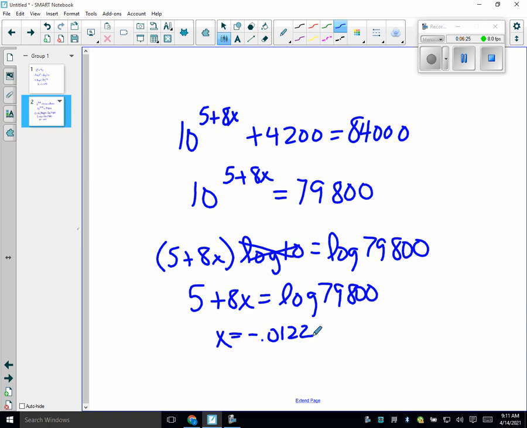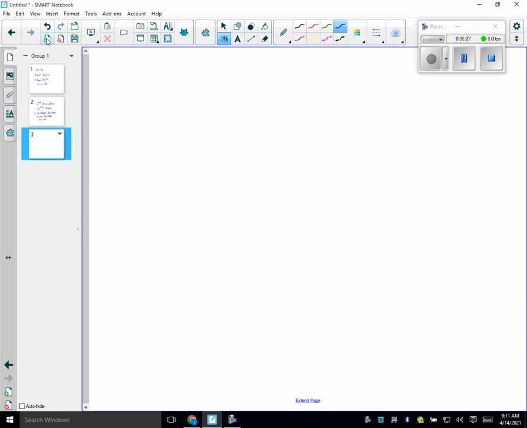Let's go a little bit harder. 11 to the 1 minus 8x is equal to 9 to the 2x plus 3.